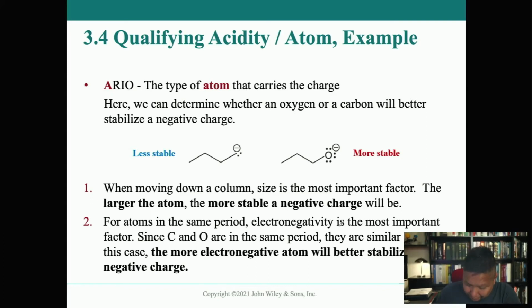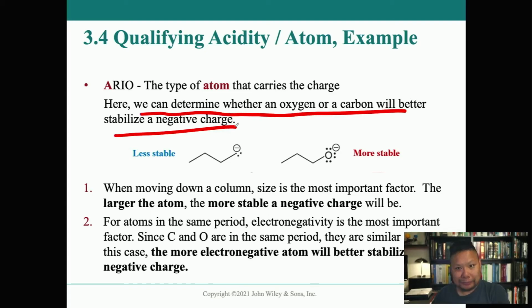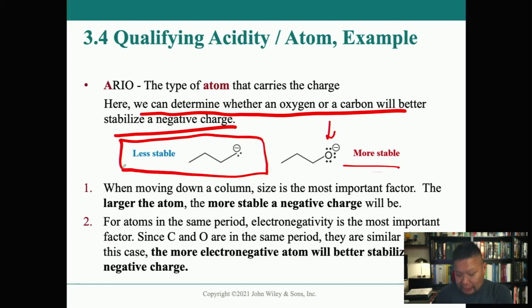So here we can determine whether an oxygen or carbon will be better at stabilizing a negative charge. Well, we already know that oxygen is way more electronegative, so it likes electrons, so it's going to be more stable because it's way better at stabilizing a negative charge. Way more stable than stabilizing a negative charge with a carbon, because carbons don't like electrons as much as oxygens do, right? So, moral of this story is the more electronegative an atom is, the better it will be at stabilizing a negative charge, right?